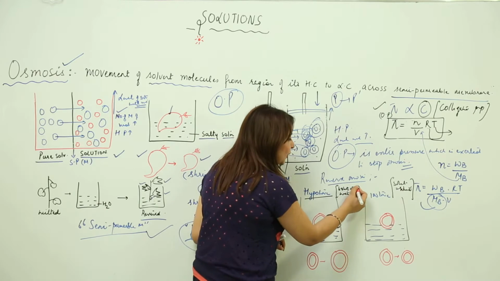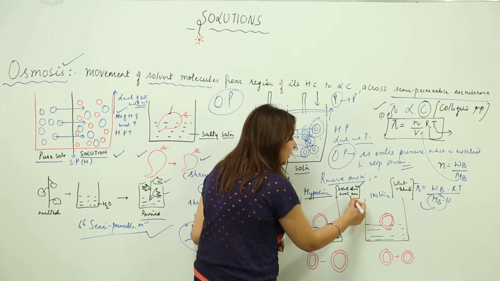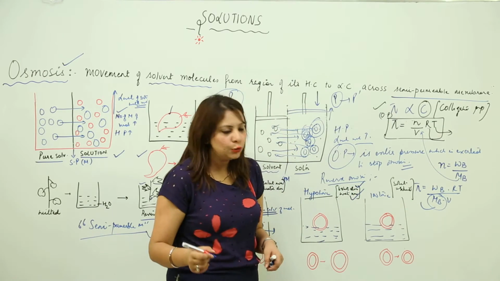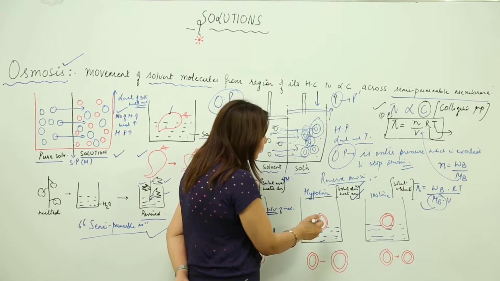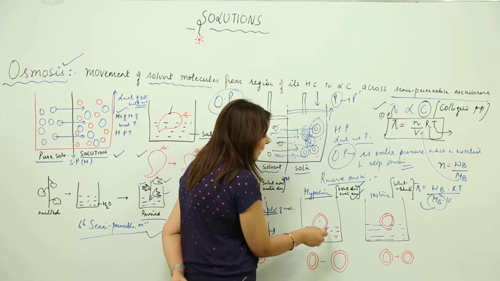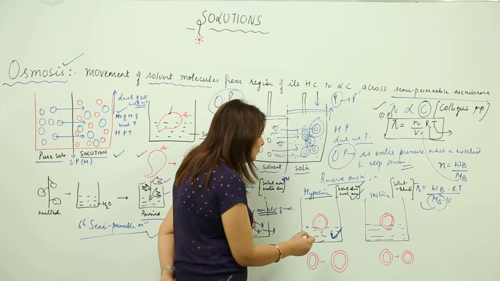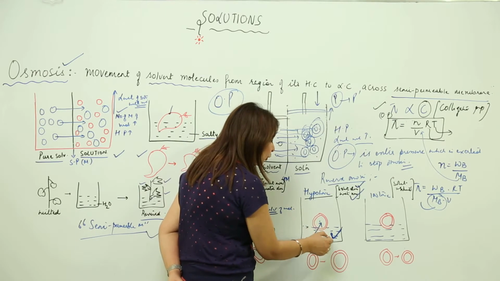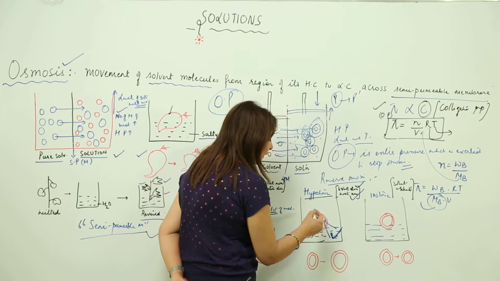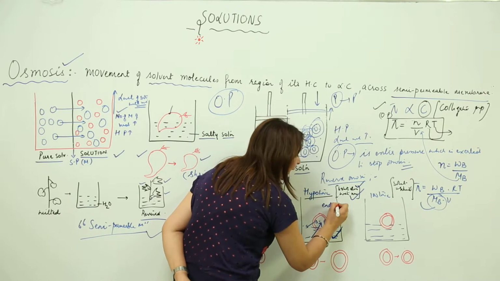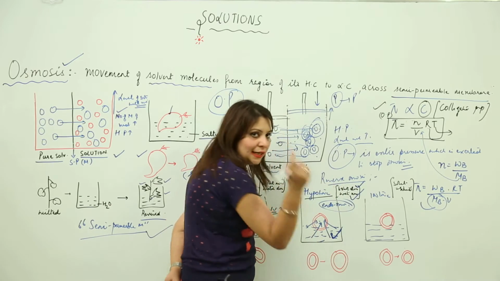Hypo is that in which the solution is less but the water is more. Obviously it is a dilute solution. So that means if we compare the water content of the cell and the solution, obviously it is going to be more in the solution. So that means water will move from the solution into the cell. That is what kind of osmosis? Endosmosis. That is movement into the cell.